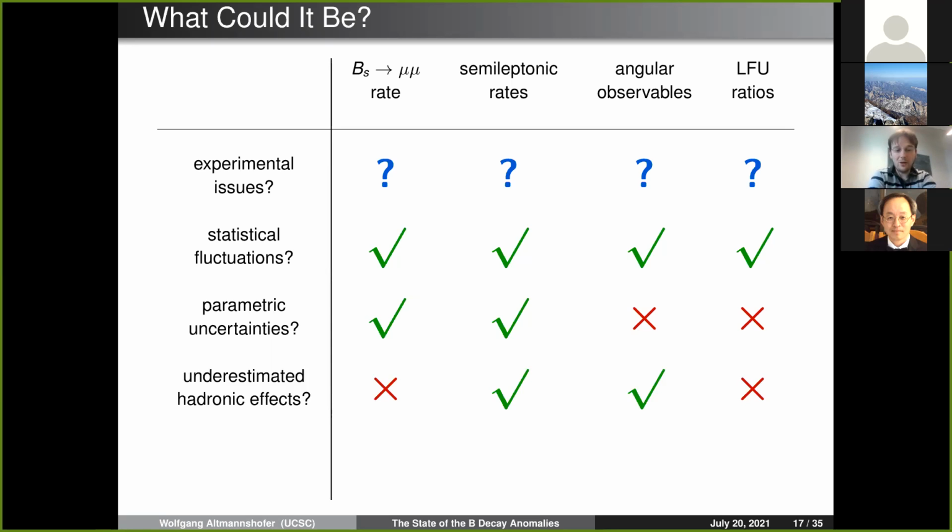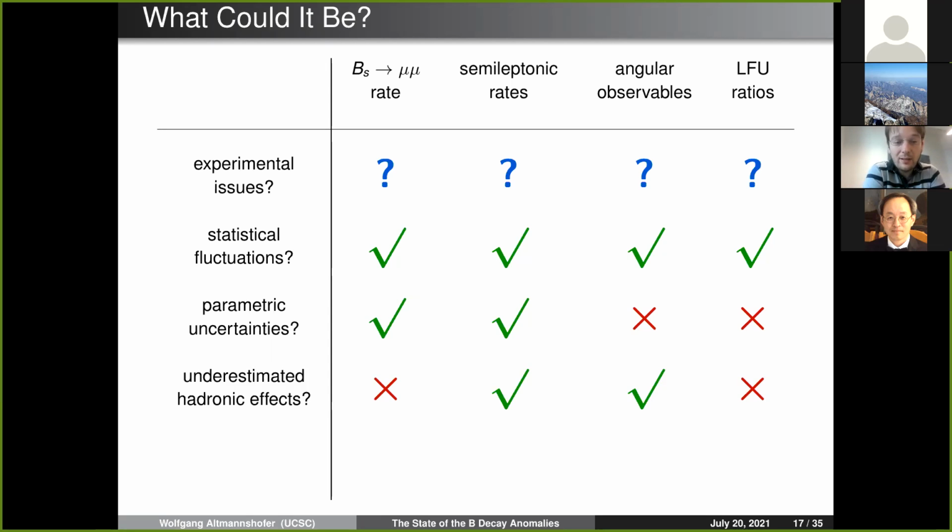Certain underestimated hadronic effects, so these would be hadronic effects beyond form factors, certain long distance contributions that, as I said, have to be modeled in the context of these semi-leptonic decays, and they would impact both the rates but also the angular observables. So P5 prime is sensitive to certain hadronic effects which have to be modeled, and depending on what one does exactly there, one gets different results, and I guess one can't exclude that underestimated hadronic effects are causing some of these discrepancies.